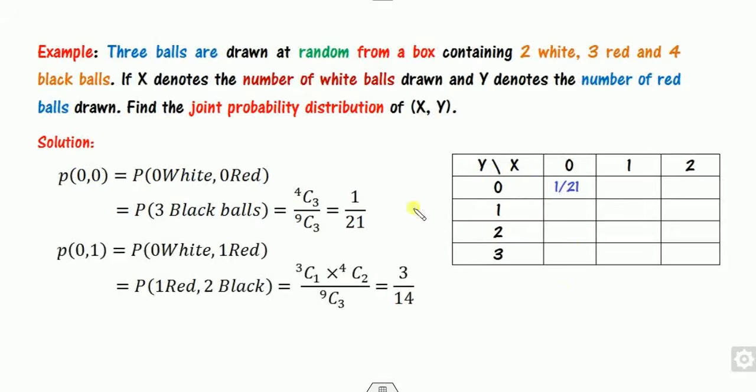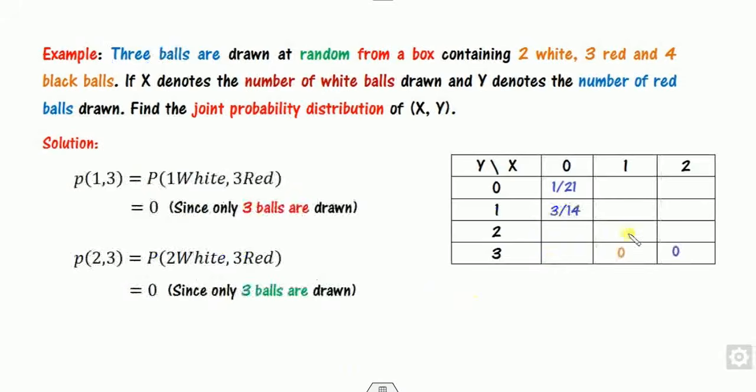Similarly, you can find the value when x is 0 and y is 1, that is (0, 1). What is the meaning of that? 0 white balls, 1 red ball. Again we need 3 balls, so it means 2 are black. So you can find the probability of this, and you will get this number. Similarly, you can find the other pairs.